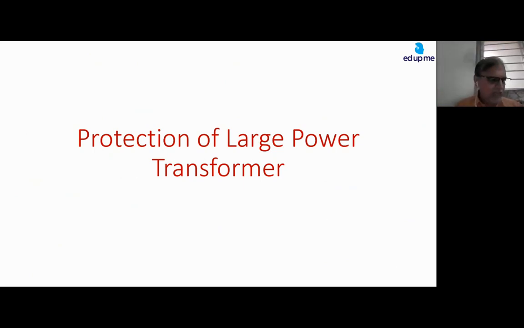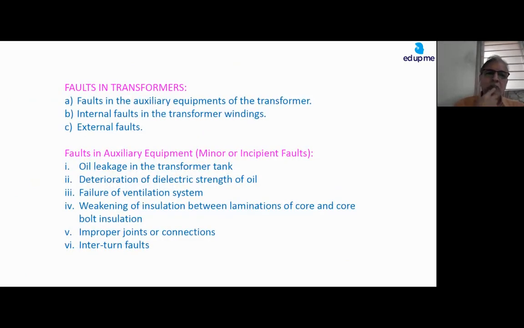How can we protect a large power transformer? What are the faults in a transformer? Faults in the auxiliary equipment, internal faults and external faults. What are the faults in auxiliary equipment? Oil leaks. Small leakage is there from the tank and slowly the oil is coming out. That is a difficulty. It leads to a problem after a very long time. So it's a minor fault. It does not damage the transformer immediately. But if you don't sense it, if that is not taken care of, then it may lead to drastic damage afterwards. So that has to be looked into.